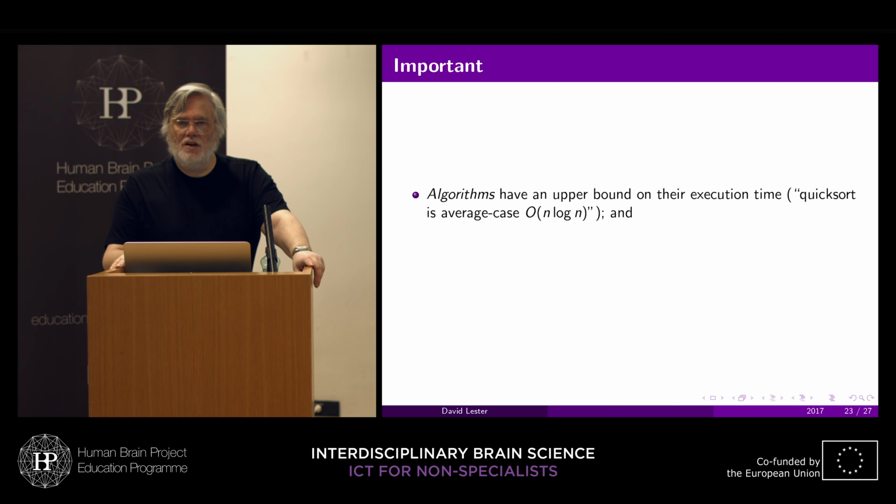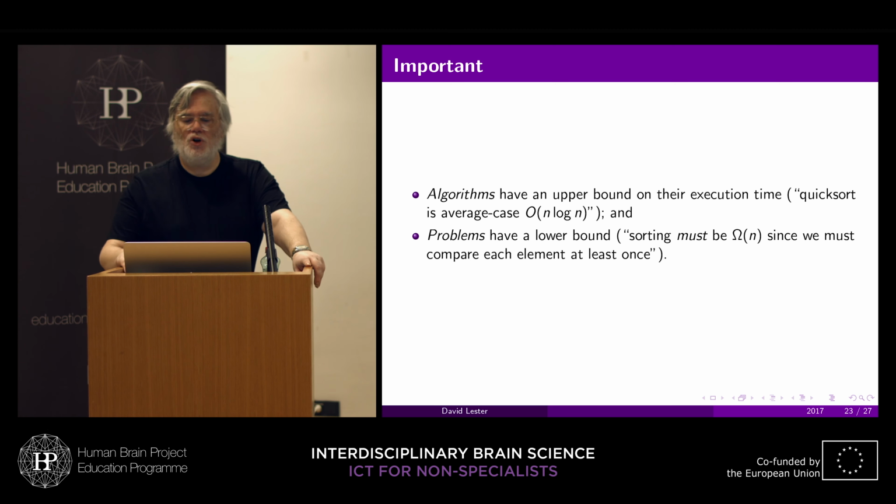So here are the important take-home messages. Algorithms have an upper bound on their execution time. So quicksort has an average case of order n log n, that's quasi-linear. And problems have a lower bound. Sorting must be capital omega n, since basically you've got to look at each element at least once. You don't know whether you've got the things in order until you've looked at them.